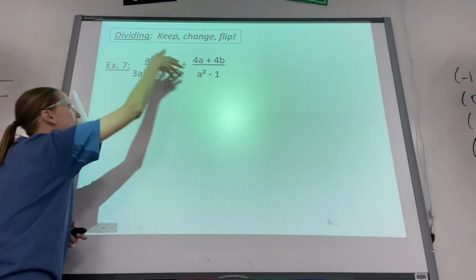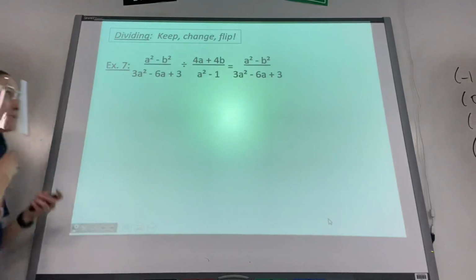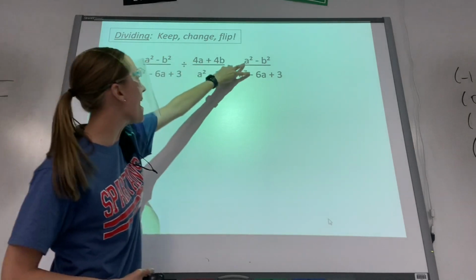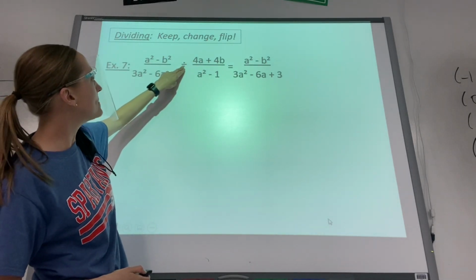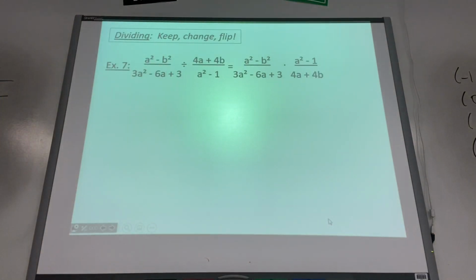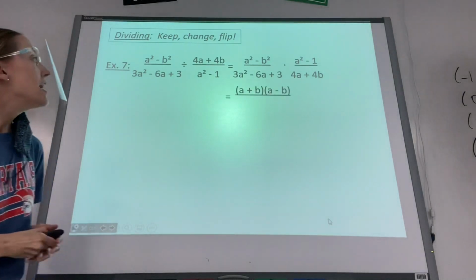So keep, change, flip. Keep the first fraction. Again, there's a lot of rewriting with this stuff, but keep that, change it from division to multiplication, and then flip the second fraction. So you always want to change your division problems into multiplication problems. Keep, change, and flip. Now I haven't factored yet, so that is the next step.